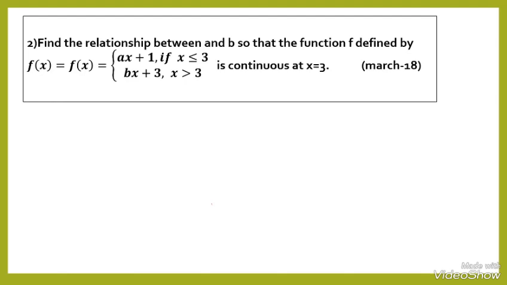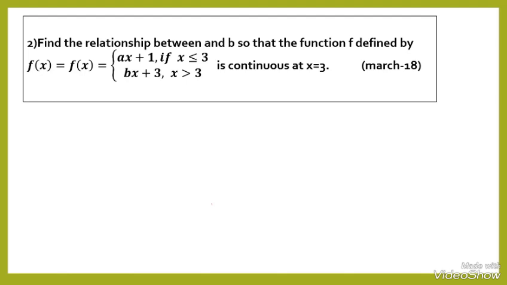The first question for 4 marks is: find the relationship between a and b so that the function f defined by f of x equals ax plus 1 if x is less than or equal to 3, and bx plus 3 if x is greater than 3, is continuous at x equals 3.